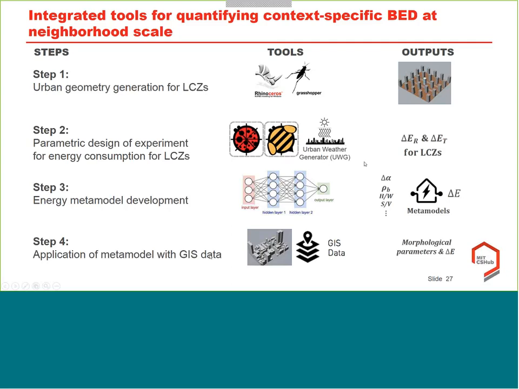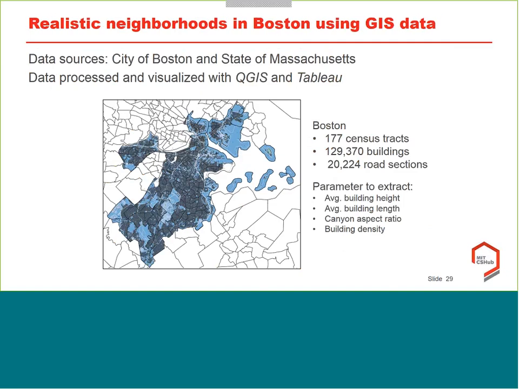What we can then do is take GIS data for a specific region and apply that meta model to the GIS data so that for a specific neighborhood, we can understand what happens when you change the albedo in that neighborhood, okay? And so if we know what the morphological parameters are for that urban neighborhood, we can then calculate the change in energy due to a change in albedo. All right, so let me show you a case for Boston.